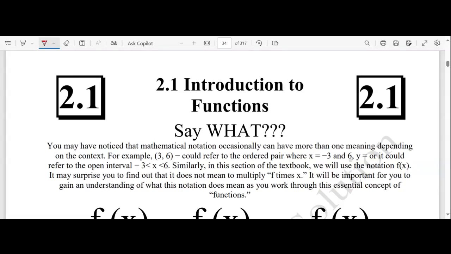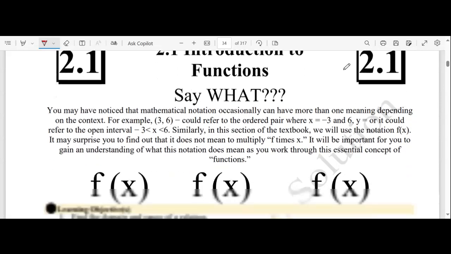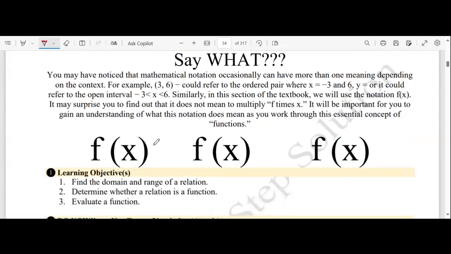Similarly, in this section of the textbook, we will use the notation f of x. It may surprise you to find out that it does not mean to multiply f times x. It will be important for you to gain an understanding of what this notation does mean as you work through this essential concept of functions. So instead of using the letter y, we use f of x.